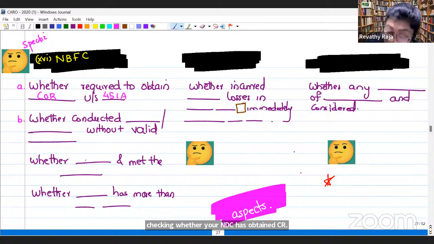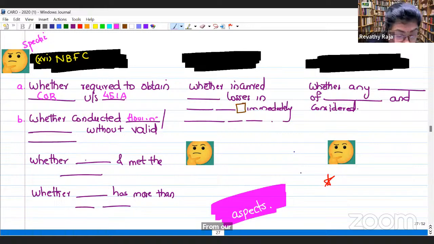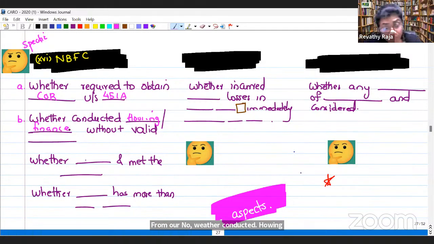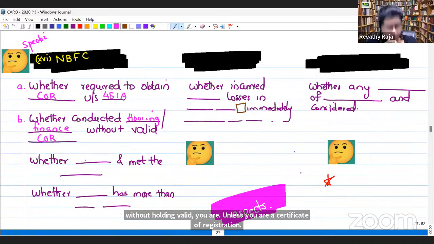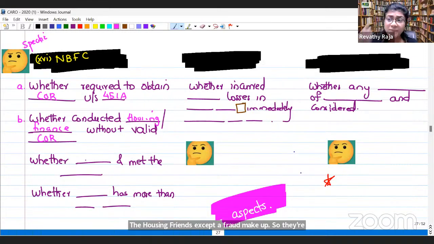Now, whether it has conducted housing finance activity without holding a valid COR. COR is Certificate of Registration. Housing finance fraud may come, so they are specifically asking: is your company a housing finance company? Whether they have obtained COR?